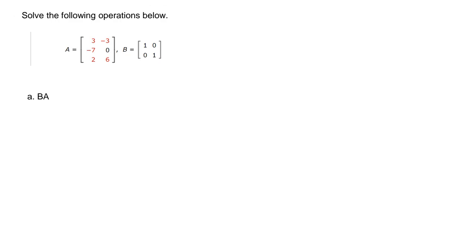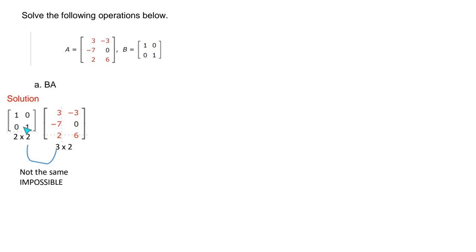And we have another one here, so let's go ahead and write it out. B is [1, 0; 0, 1], and A is [3, -3, -7; 0, 2, 6]. If you notice here, the number of columns is not the same as the number of rows, and so we cannot multiply these. We say that it's impossible, and that's what you would enter in WebAssign: impossible.